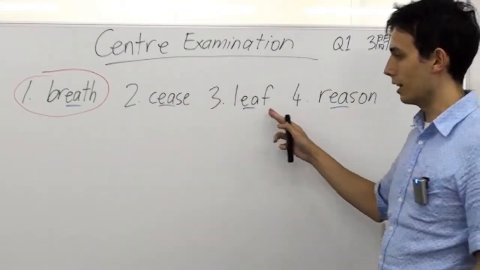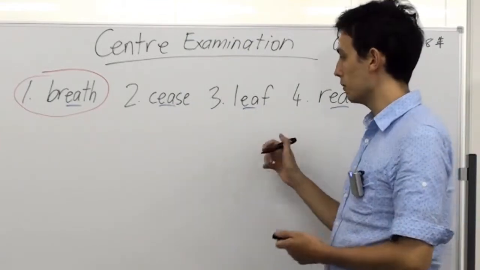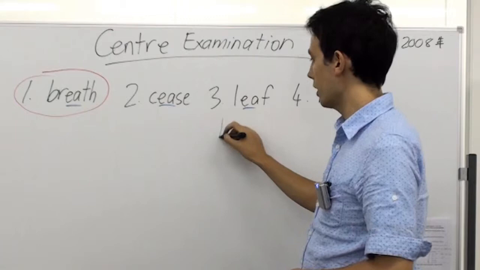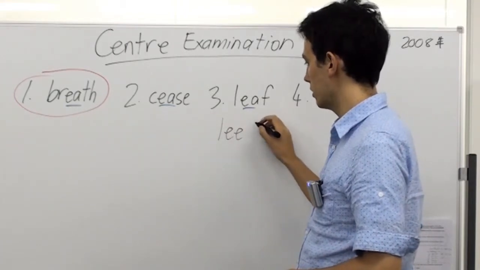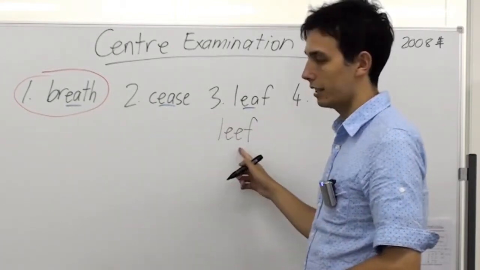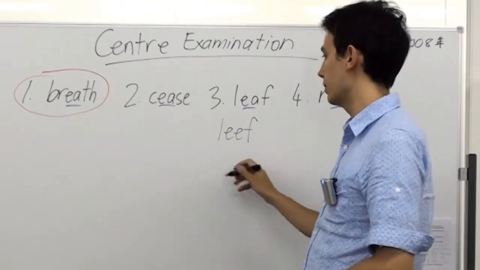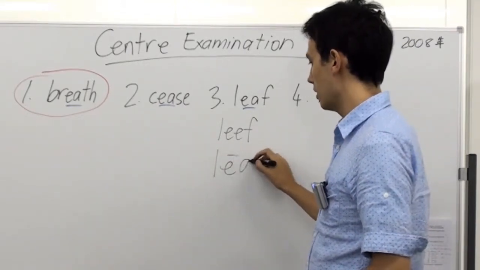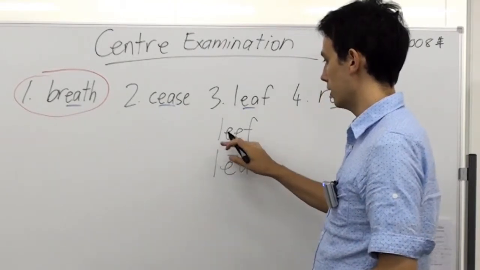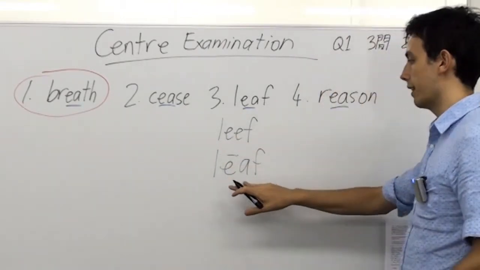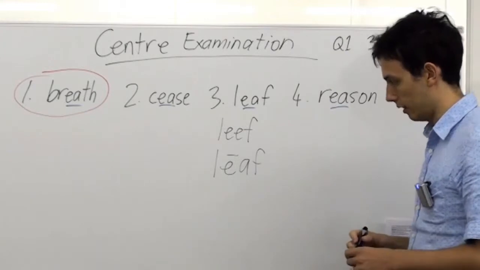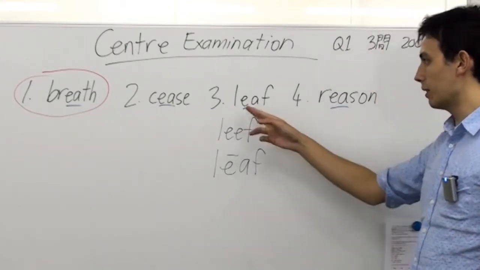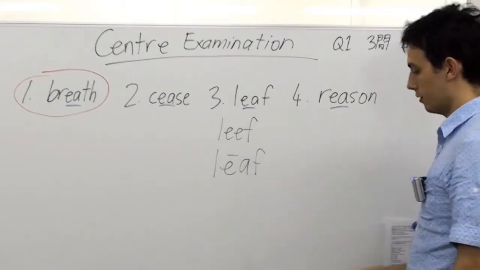The last one is leaf, and it comes from Old English, well, I'm hungry. Middle English was spelt like this, leaf. But then before that, it was like double E and then A, leaf. So that's why it looks like this, but it sounds like this.